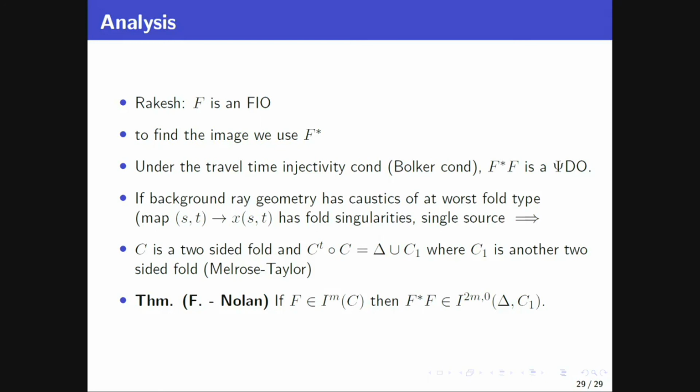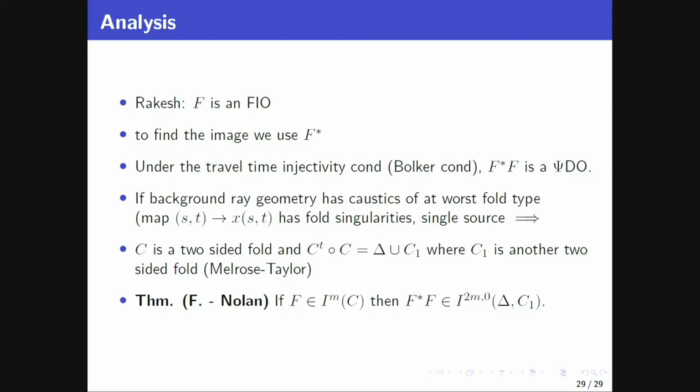So, as I said, there's no Bolker condition. What can you say about F star F? Well, we're going to see in lecture 3 that when F is an FIO of order M with this kind of degenerate canonical relation, F star F is a new operator. It's not an FIO. It's not a pseudodifferential operator. It's a new operator whose kernel is in an IPL class. And I'm going to define this in lecture 3.